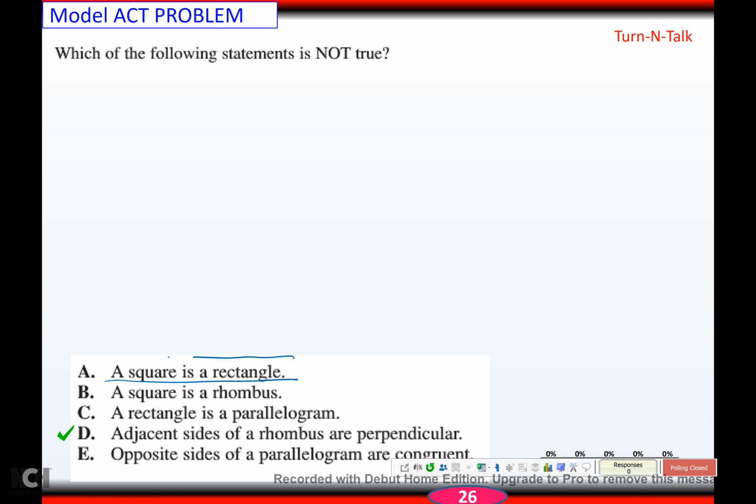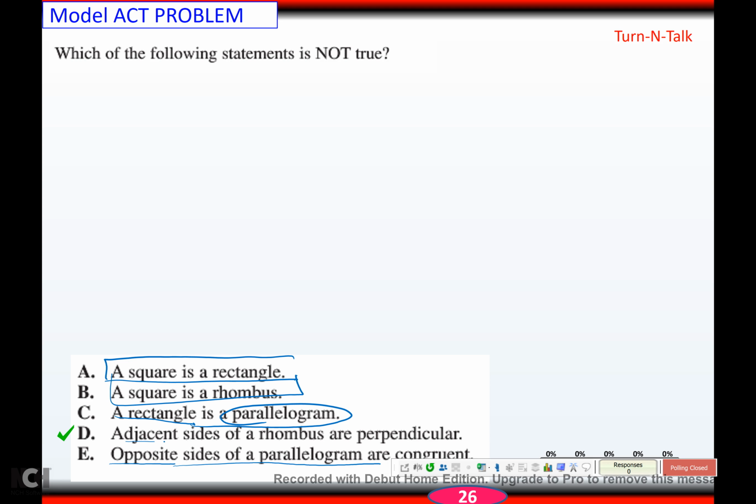Well, again, by that list, yes, because a square has all the properties of a parallelogram, a rhombus, and a rectangle. So that makes these true. A rectangle is a parallelogram, which is true because that definition said that a rectangle has all of the characteristics of a parallelogram. I'm going to skip down to E. Opposite sides of a parallelogram are congruent. That is true. It says in my little definition that opposite sides are parallel and opposite sides are congruent.